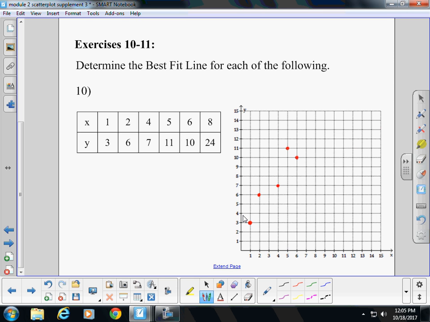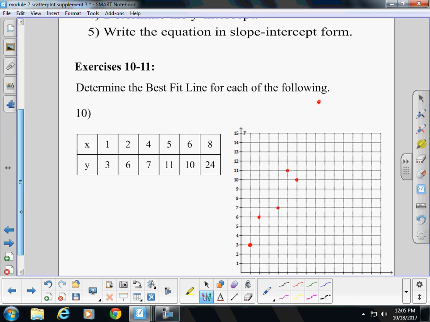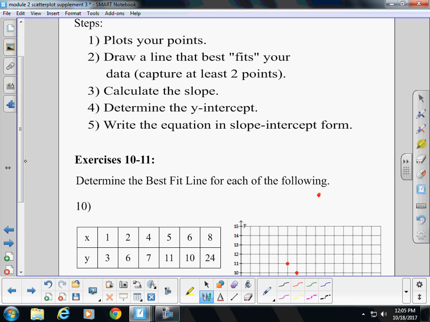That one's going to be off my graph. So I'm just going to kind of approximate here. Let's see. That one would be off the graph. Okay, so there's my points. The next step, step 2, says you want to draw a line that best fits your data.